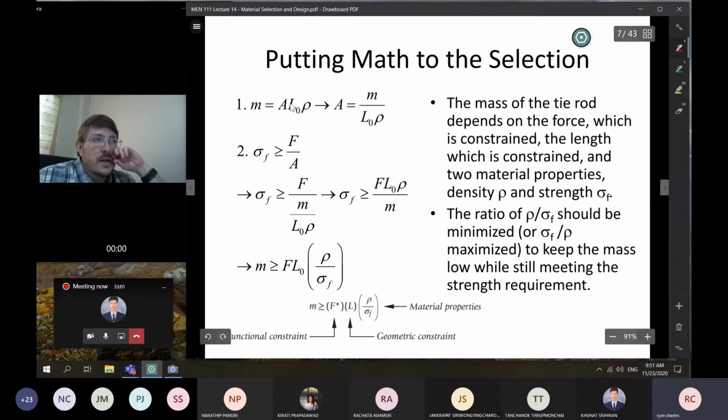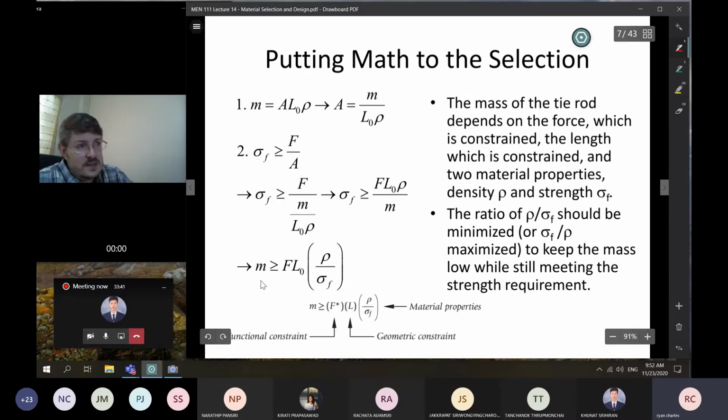Mass was cross-sectional area times length times density. So we can rearrange that to solve for cross-sectional area. We're trying to keep the stress below some failure point, so force divided by area. Area was this term here, so we can put this term in. Now we have the force times the length times the density divided by the mass, and it has to be less than this specified failure strength. So we can rearrange it.